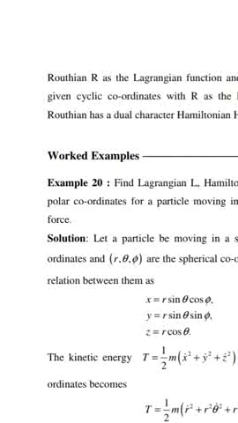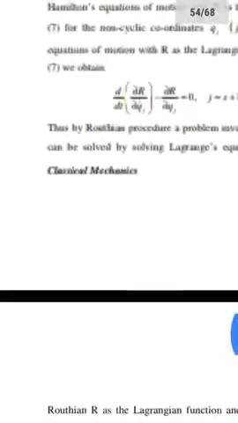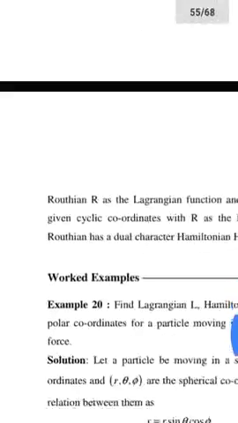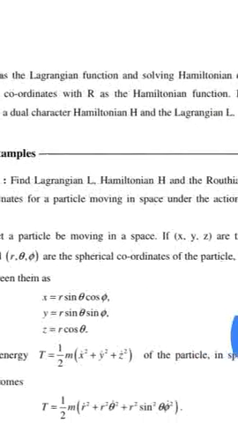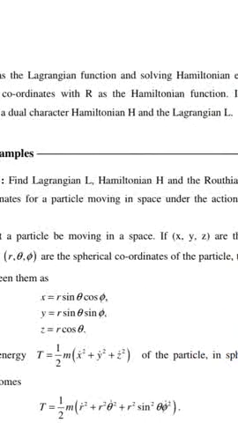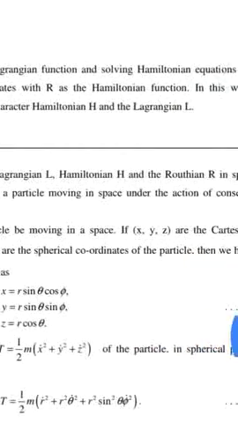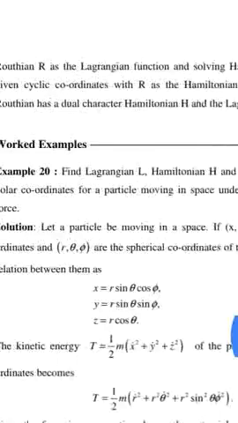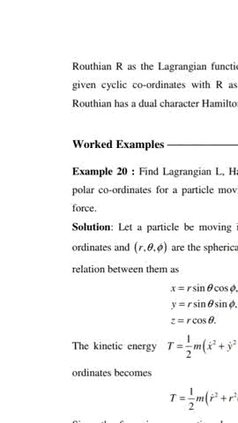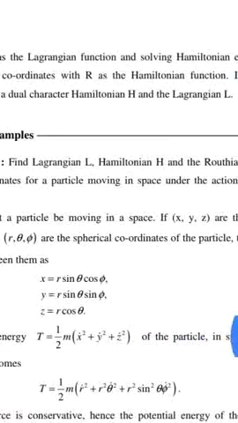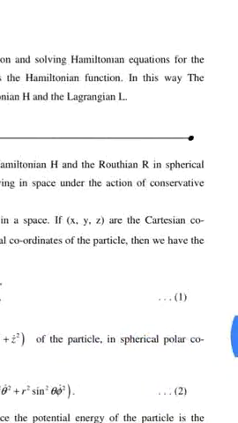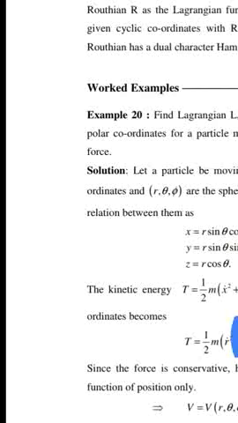Today I will discuss examples on the Routhian procedure. Example: find the Lagrangian L, Hamiltonian H, and Routhian R in spherical polar coordinates for a particle moving in space under the action of a conservative force.